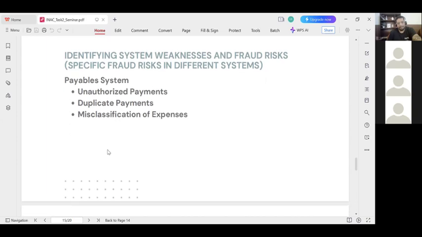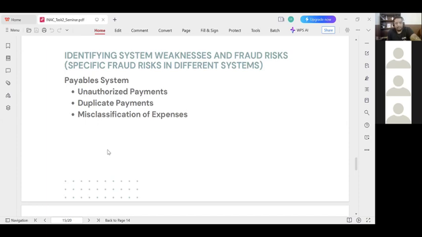In the payable system, there can be unauthorized payments. An employee could create a fake supplier and approve payments to it. If there is no authorization of payments, and one person is responsible for receiving invoices and making payments, he could just make a fake supplier and continue to pay that supplier. He's not actually paying anyone, he's misappropriating those funds. Then there are duplicate payments: an invoice is paid twice if records are not carefully checked.